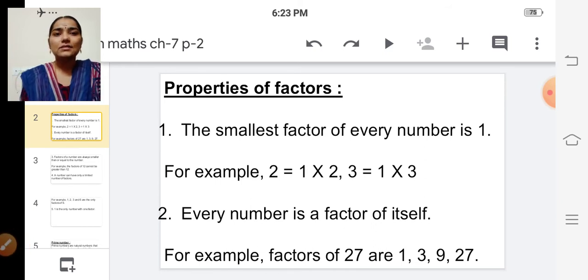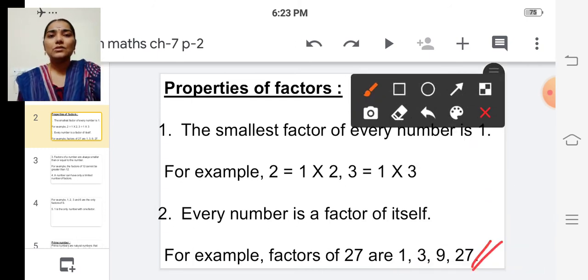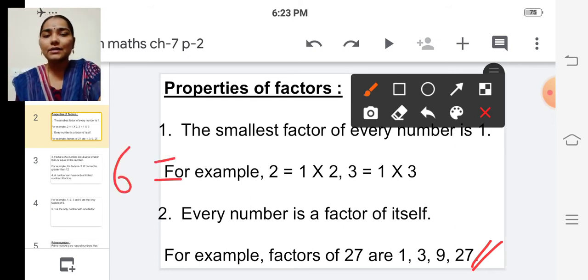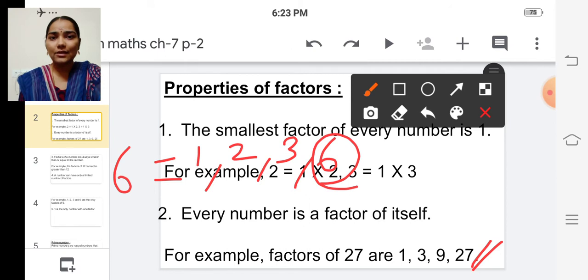Second property: every number is a factor of itself. For example, the factors of 27 are 1, 3, 9, 27, isn't it? So, 27 is present here. So, every number is a factor of itself. If we take 6, what are the factors of 6? 1, 2, 3 and 6, isn't it? So, every number is a factor of itself.